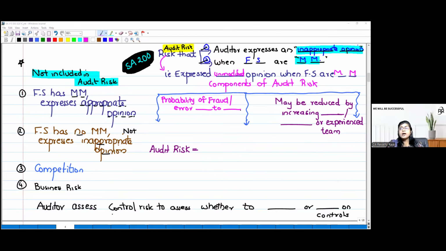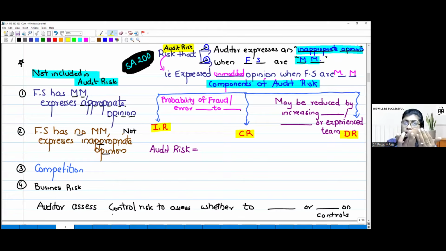Okay. Audit risk has how many elements? Three elements. Components of audit risk: first, IR, inherent risk. Second, control risk. Third, detection risk. These are the elements. Inherent risk, control risk, detection risk. What is inherent risk? Definition I will give you afterwards. Let's stop now for concept clarity.